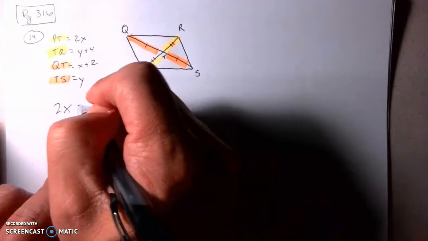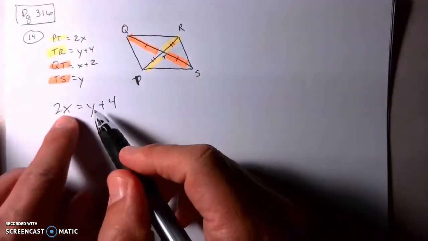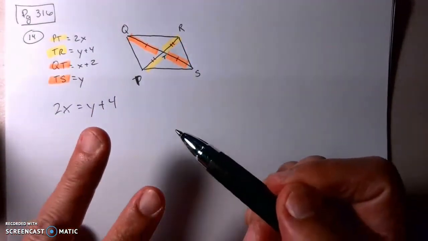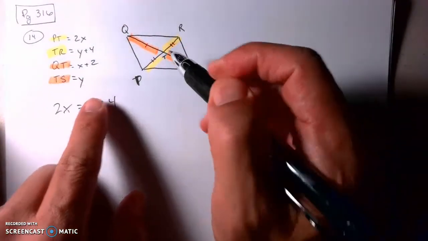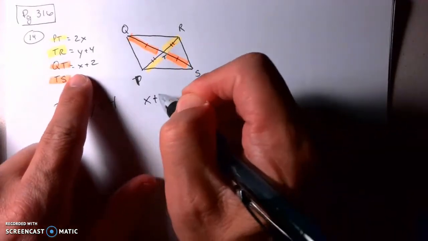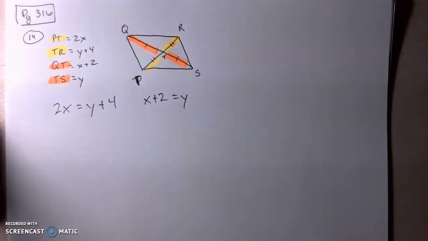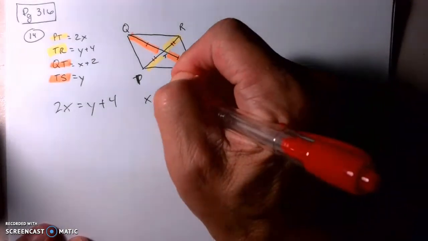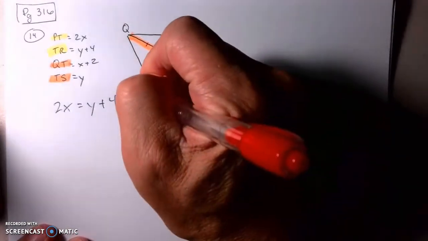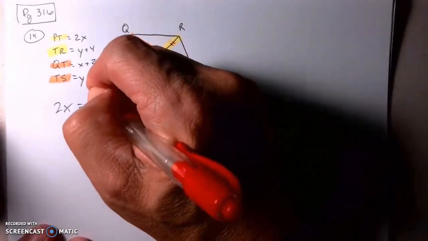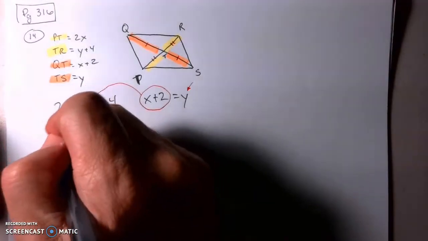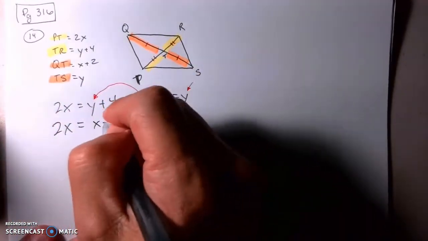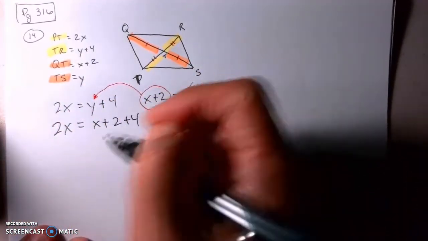So 2x is equal to y plus 4. That's one equation. You have two variables there, so you need a second equation. We're going to say orange is equal to orange: x plus 2 is equal to y. Now you solve this system of equations. You'll notice right here y is by itself, which is great. So I'm going to take this information, x plus 2, and plug it right into the other equation where I see a y. This is just basic algebra, and you don't want to make a dumb mistake.